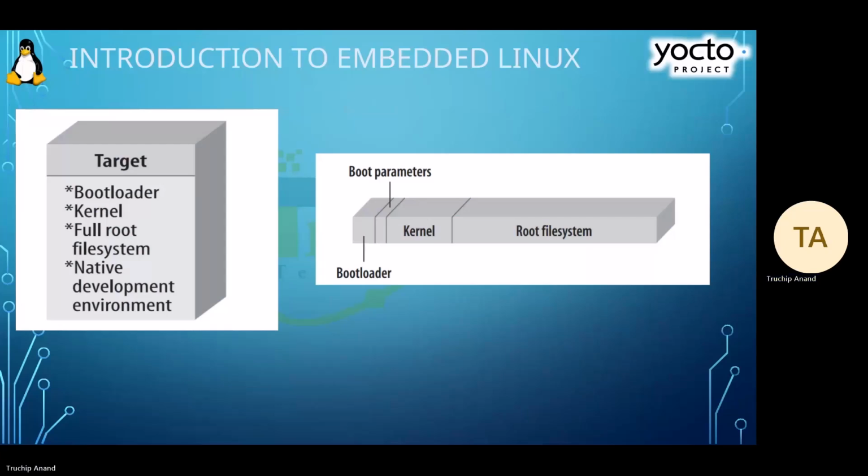So it could be your initial init programs. It could be all the services, daemons, your modules, all the configuration files, everything will reside on your root file system. And in some cases, your target can also have a native development environment, for example, your Raspberry Pi. But if you look at most of the time, the deployed product variants of targets will not have a native development environment because it doesn't make sense for it. So the majority of the time, your target will have a bootloader, a kernel, and a full-fledged root file system.